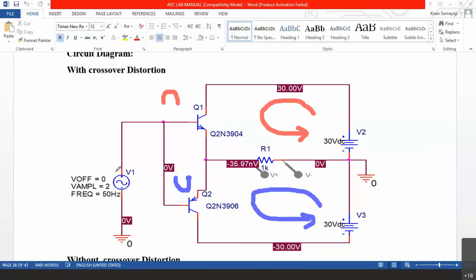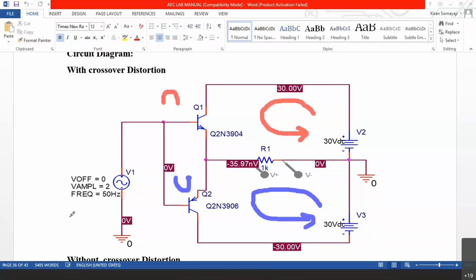Now here the gain mainly depends on the supply voltage which we are giving. So we can say that 2 volts peak to peak is the input, and it is 30 volts on one peak, another 30 volts on the other peak, totally 60 volts peak to peak with respect to ground. With respect to ground, it is 60 volts peak to peak, and input is 2 volts peak to peak. So 60 divided by 2 is 30 times is the voltage gain here.